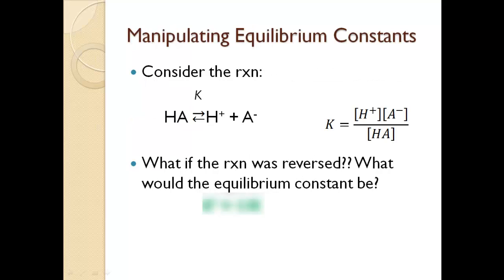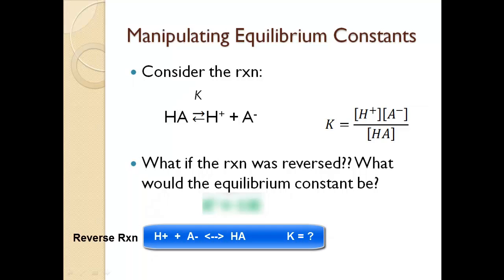Now that we know how to do the equilibrium constants, we have to learn how to manipulate them. Let's consider the reaction HA in equilibrium with H+ and A-. If we wanted to write the equilibrium constant, we would put products over reactants, and as you see there, it's H+ times A- over HA. That makes sense. Now, what if the reaction is reversed? What would the equilibrium constant be?